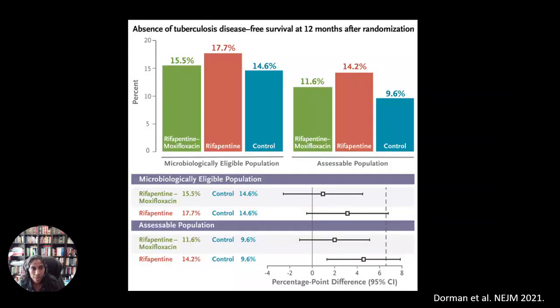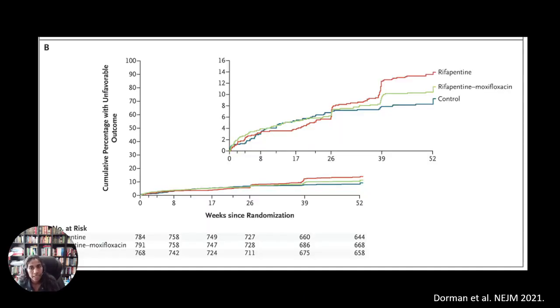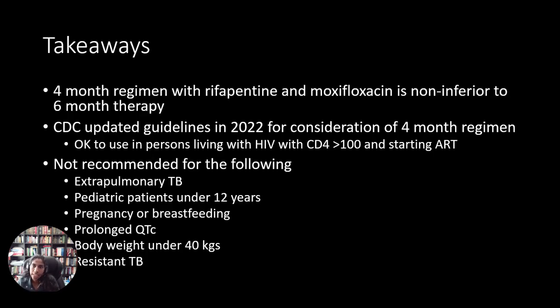So you can see here when we are looking at the absence of tuberculosis disease-free survival at 12 months, in looking at the rifapentine and moxifloxacin arm, it appears similar to the control arm. And here, this is showing the same thing where you can see that there's not much of a difference between the rifapentine and moxifloxacin and the control arm. However, the rifapentine arm appears to trend towards worse outcomes. So the ultimate takeaways are that the 4-month regimen with rifapentine and moxifloxacin is not inferior to 6-month therapy. The other 4-month rifapentine only arm was not inferior, so should not be used.